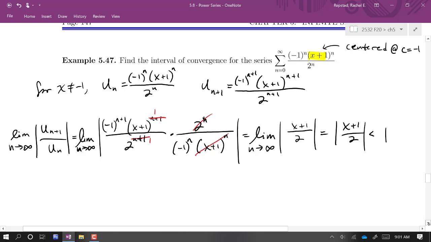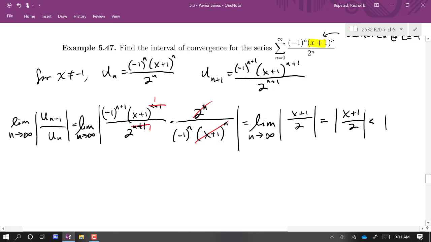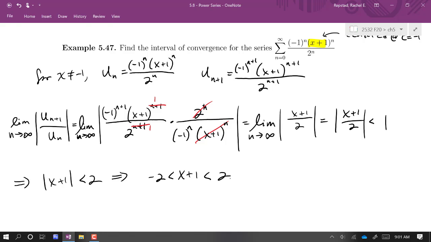So if the absolute value of x plus 1 over 2 is less than 1, the only way that happens is if the absolute value of x plus 1 is less than 2, and that means that x plus 1, without absolute values, has to be between -2 and 2. So this gets us part of the way to the interval of convergence, right? We can subtract 1 from all three sides, and we get -3 less than x less than 1. So far we know that it converges on the open interval from -3 to 1. But we need to figure out what's going on at the endpoints.